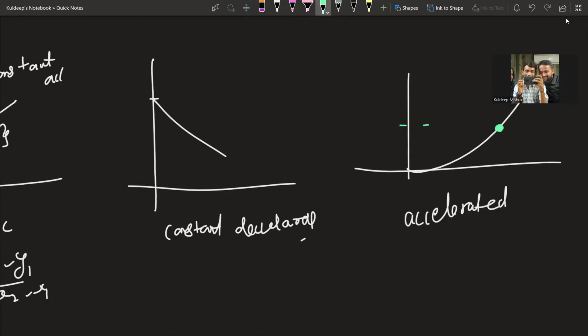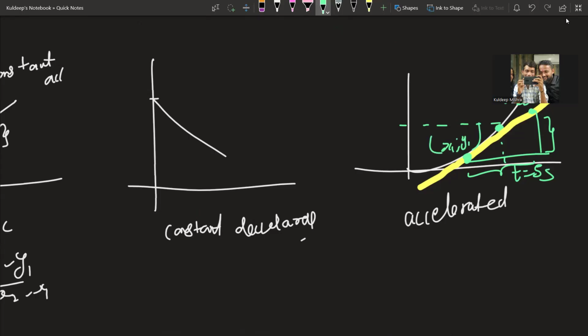So if they tell you to find acceleration at this point, let us say this is time 5 seconds, and they tell you to find acceleration at 5 seconds, what you do is you make a tangent here using your scale, take any 2 points on the tangent, okay? Take any 2 points on the tangent and find its gradient, y2 minus y1 upon x2 minus x1. You will get the slope. You will get the acceleration, okay?